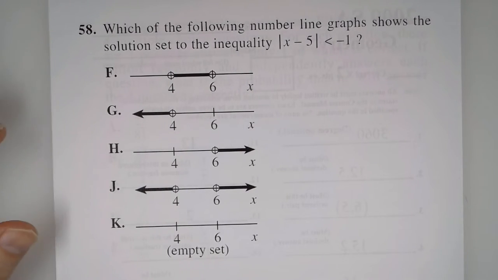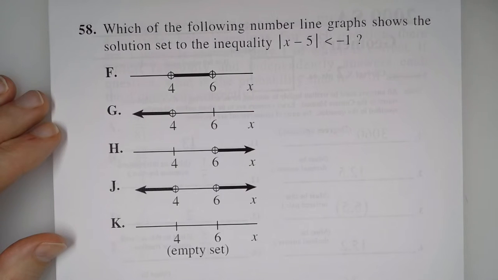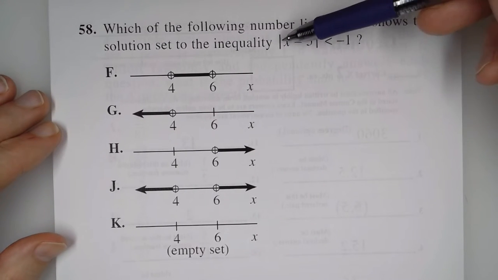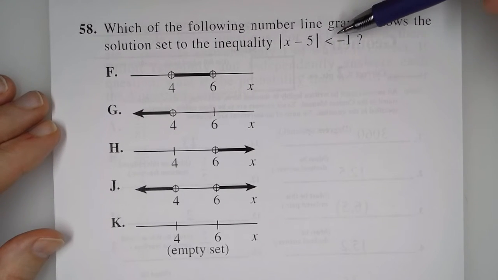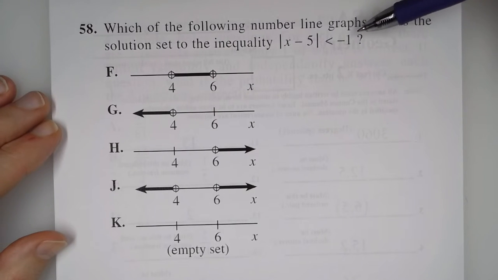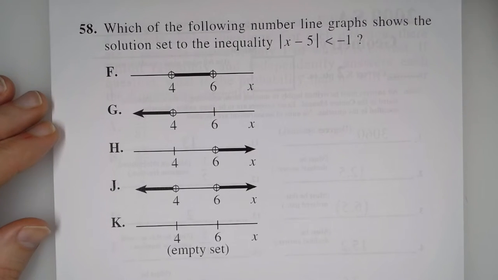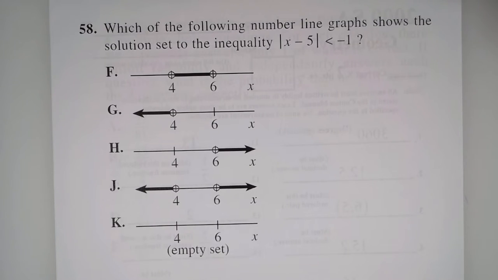In this problem, it says, which of the following number line graphs shows the solution set to this inequality? Absolute value of x minus 5 is less than negative 1. Now, oftentimes when I solve inequalities, what I do is I just pick numbers to test.